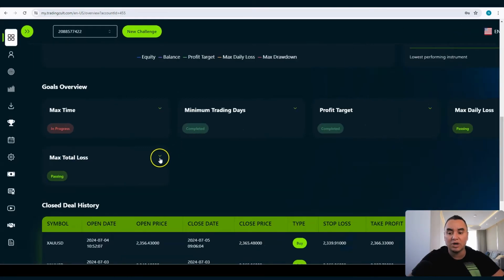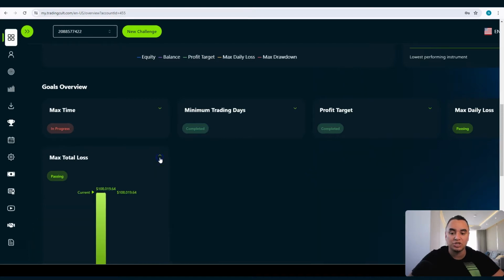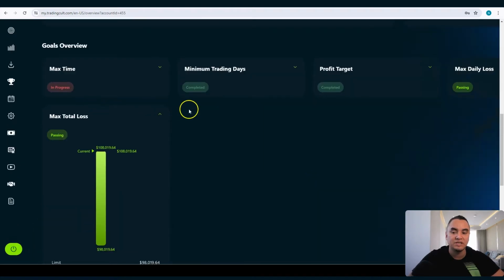Then you will also have your maximum total loss, which is very important. That will also update just like the daily loss. Being at 5%, the maximum total loss will be at 10%. It will update based on your equity. So if you have some profits, then the maximum daily loss and total loss will increase. If you have a floating loss or closed loss, then the maximum total loss and daily loss will decrease.